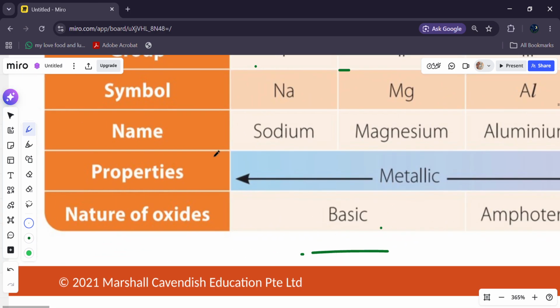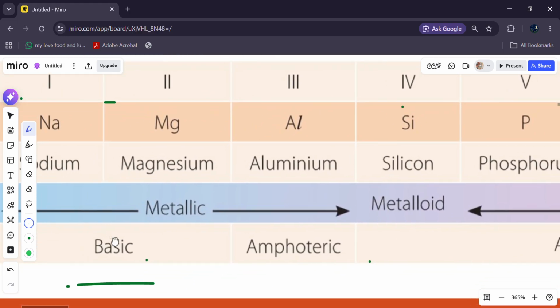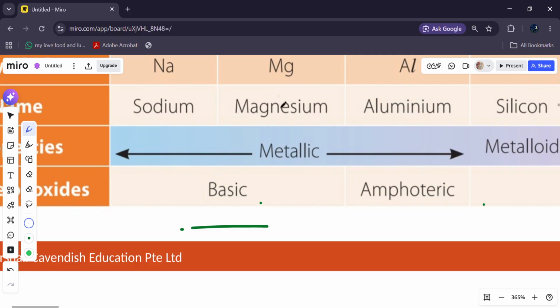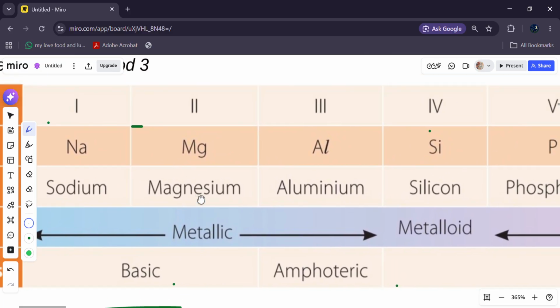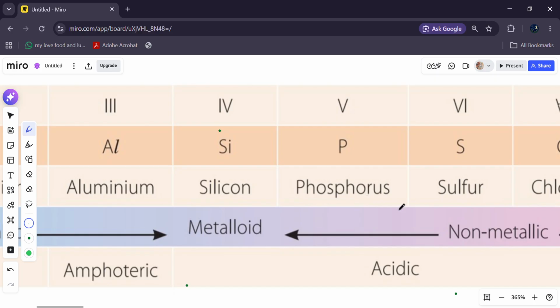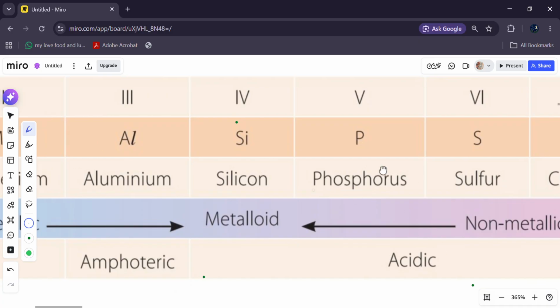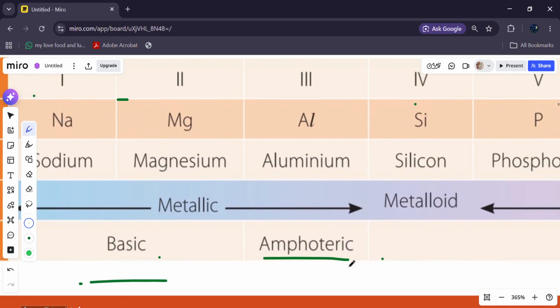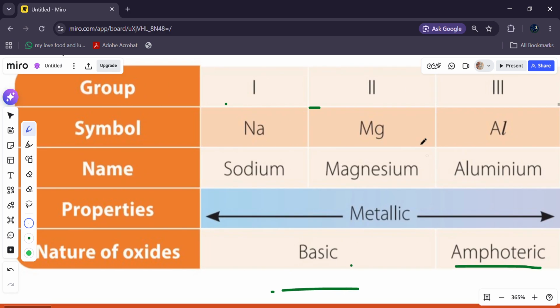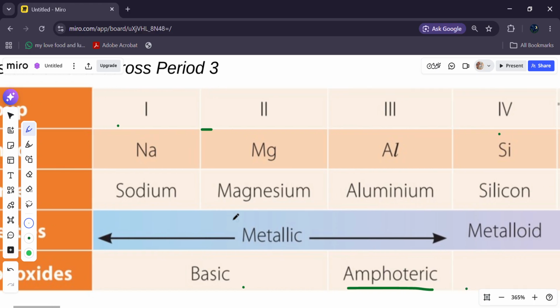If you want to learn about the nature of oxides of metals and non-metals, I highly suggest you watch our chapter 12 video. There I talked about acids, bases, and oxides, and how metals produce basic oxides and non-metals produce acidic oxides. Then we have amphoteric. Amphoteric means it's an oxide that can react with both base and acid. Now, anyway, metals produce a basic oxide, and they have metallic properties.